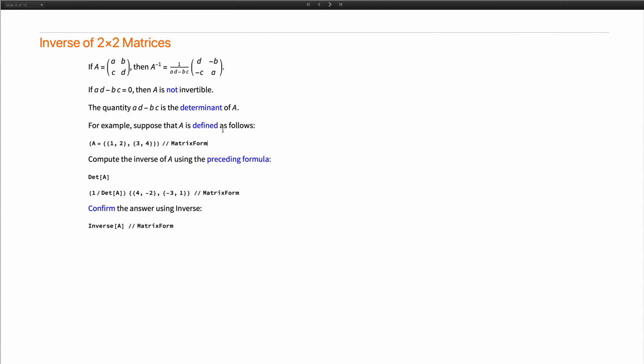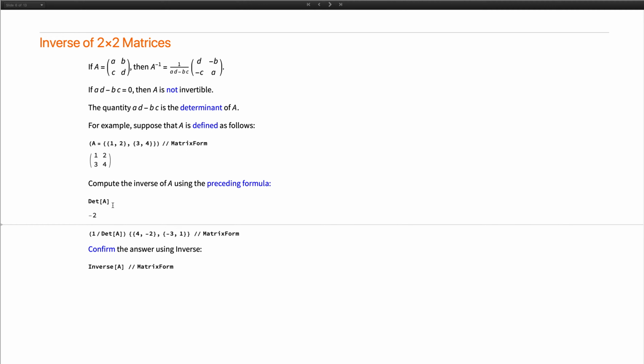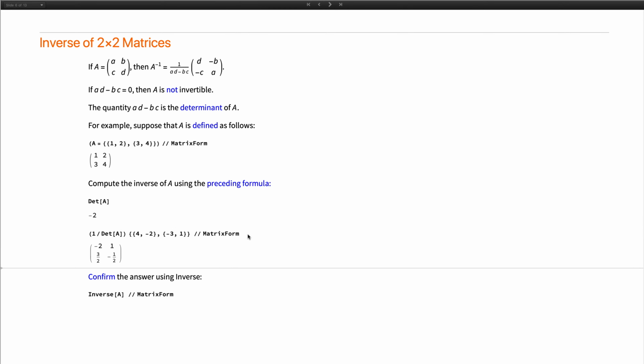For example, you have a matrix 1, 2, 3, 4. Let's compute the determinant. Then you follow the rule: you do 1 over the determinant, then you flip the diagonal elements and change the sign of the remaining 2, and you get back the inverse. Let's check with the Inverse function, and you do get back just the same result. So 2 by 2 matrices are rather simple to invert. You can use this formula: you simply flip the diagonal elements, change those two signs, and divide by the determinant.